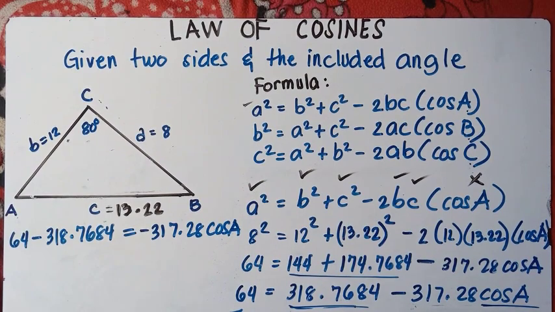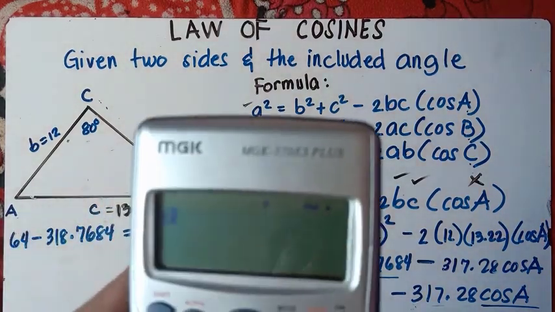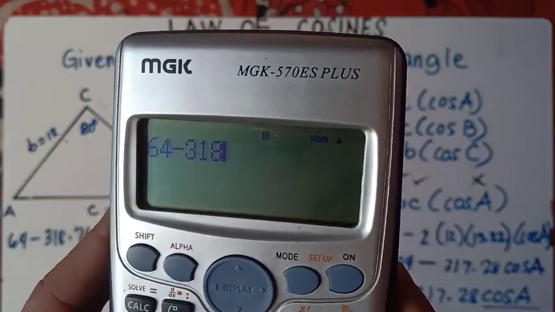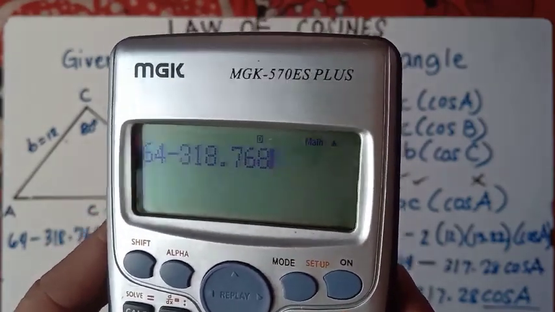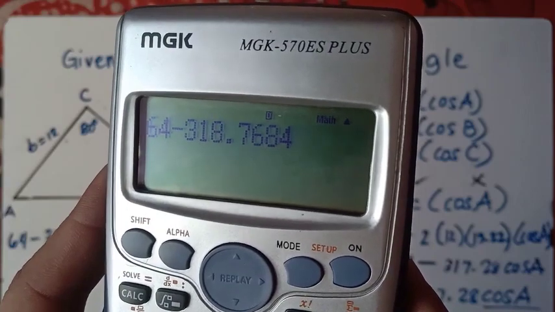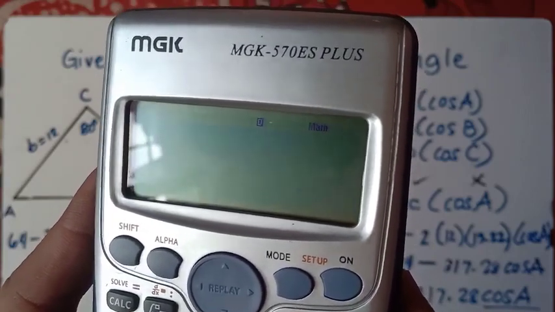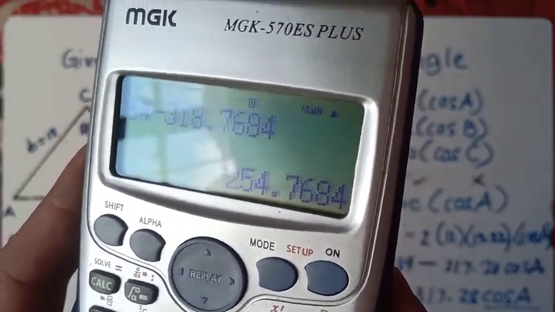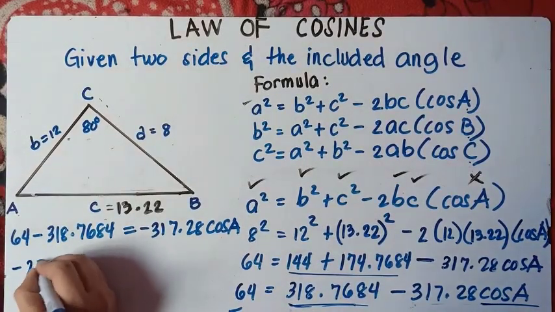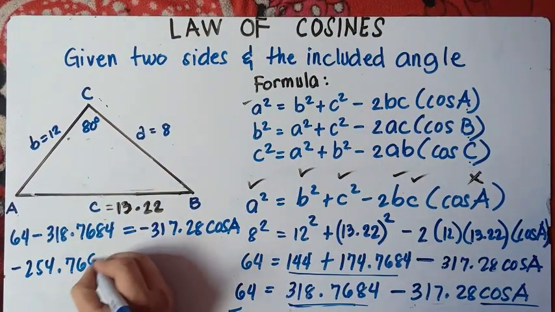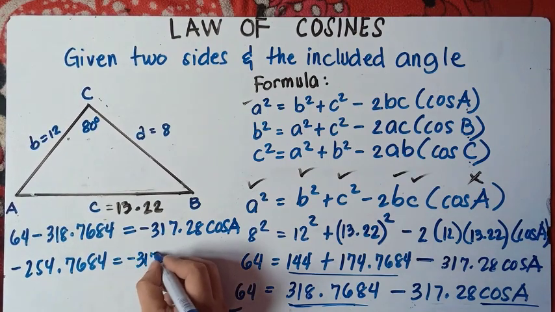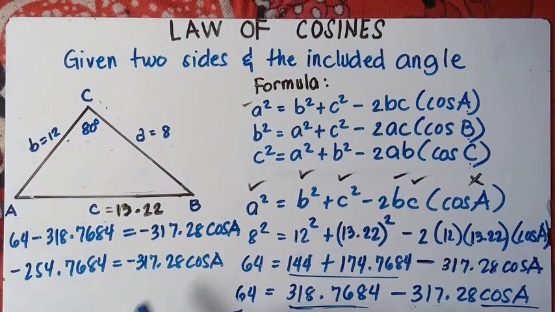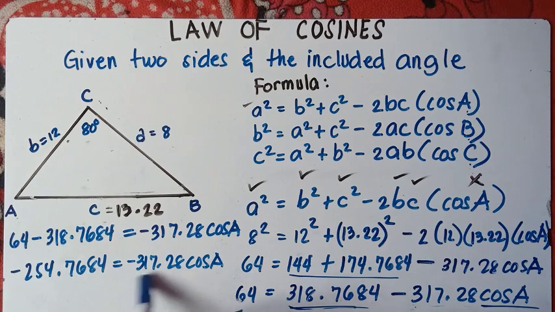Alright, so next we need to subtract this one. So we have 64 minus 318.7684, and you have negative 254.7684. Okay. So negative 254.7684 equals negative 317.28 cosine A.